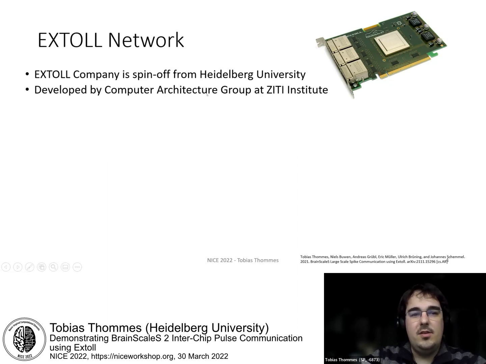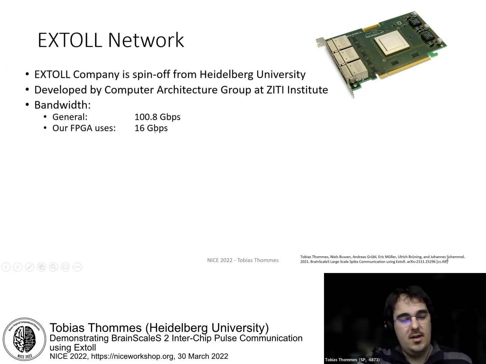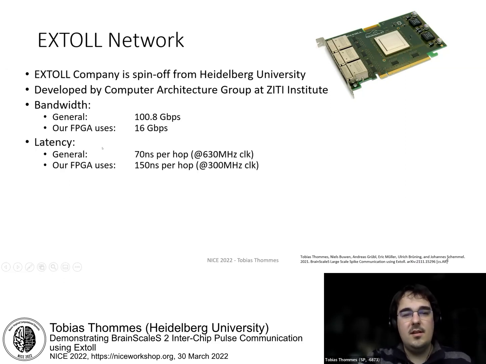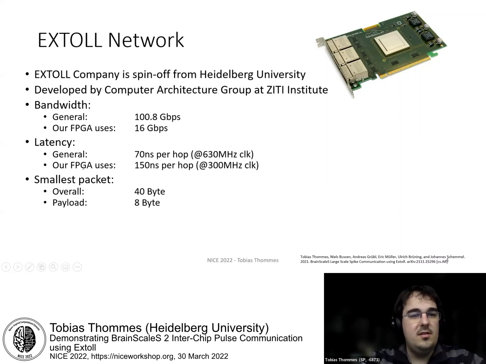It was developed at the Computer Architecture Group at the Institute for Computer Engineering, and it offers bandwidths of up to 100 gigabits per second. With our FPGAs, we currently use 60 gigabits per link. The latency can go down to 70 nanoseconds per hop. So 1 hop is 1 traversal of a network card. With our FPGAs, we have had to reduce the clock frequency, so we have 150 nanoseconds per hop.